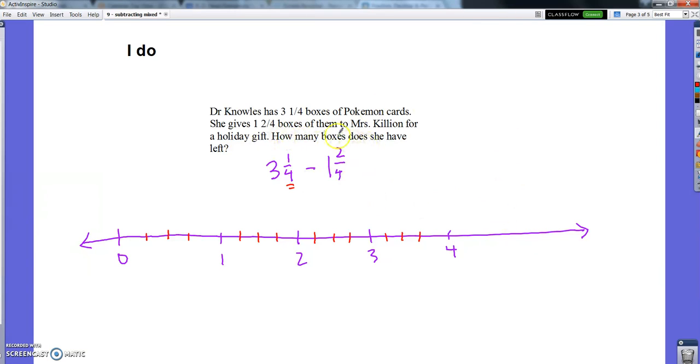And just like when we add, we're doing the same thing as we added, we're just going to go the other way. So I'm going to start here, subtract this, and my answer is going to be wherever I finish.